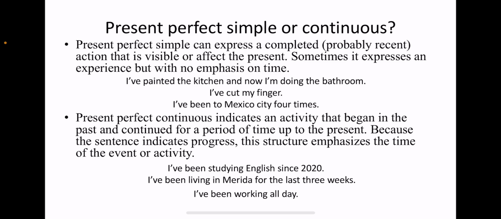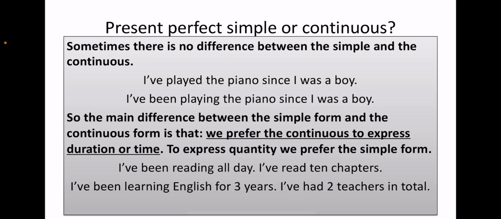But if time is important to be mentioned in the sentence, if you need to specify when the activity occurred or how long the activity has been happening, you prefer the continuous form, right? So sometimes there is no difference between the simple and the continuous. Check the example. I've played the piano since I was a boy, and I've been playing the piano since I was a boy. Both sentences are correct, and there is actually no difference.